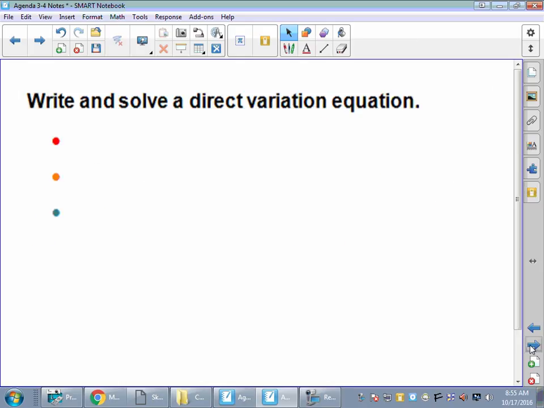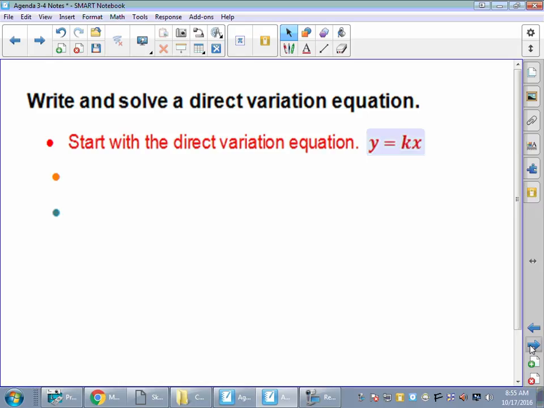That all look like common sense to everybody? Hopefully. All right, so that was the easy part. Let's talk about writing and solving a direct variation equation. So first, start with the direct variation equation, y equals kx.